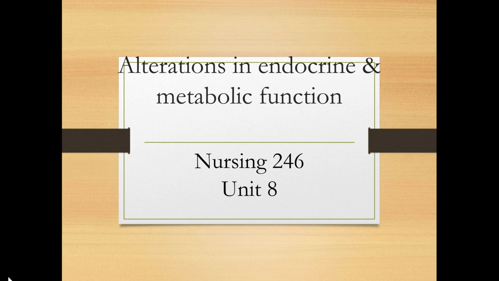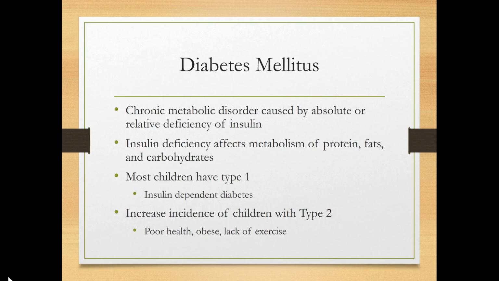This is Unit 8, alterations in endocrine and metabolic function. It's basically diabetes type 1 and then growth hormone deficiency. There is a review of the endocrine system if you really have no clue what the endocrine system is or does. I would recommend you look at it. It's pages 862 to 865 in your new book. If you feel like you at least have a grasp on it, then you're okay.